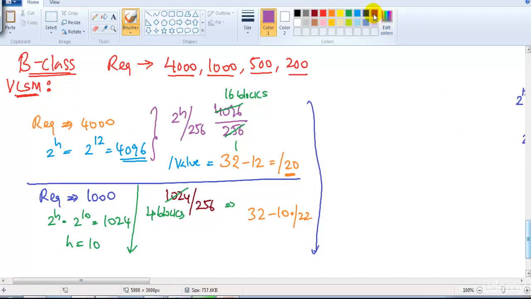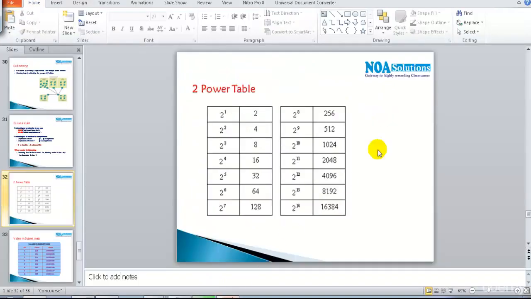So the remaining values will be what's the next requirement? The next requirement is 500 hosts. So the requirement is 500 hosts, and what is the nearest value that satisfies it? 2 to the power of 9. 512 is the possible size which satisfies my condition.